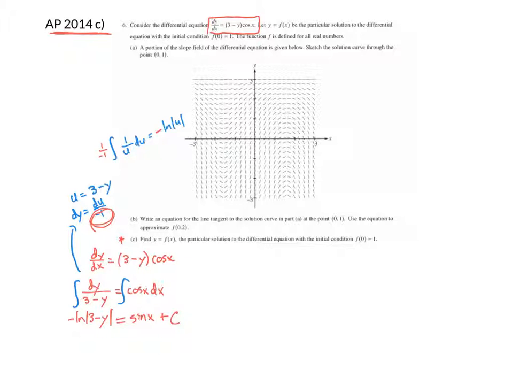Now we're just going to go ahead and tackle this like we did before. So I'm going to start solving for y. That's my habit. I like to solve for y first and then plug in the points to get what c would be. So I'm going to first start out by dividing both sides by negative 1.